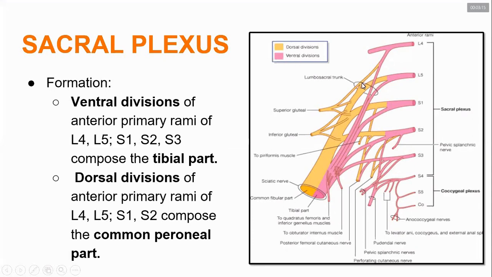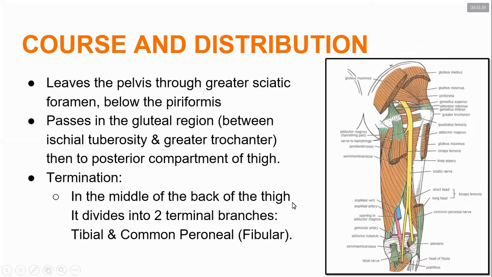The dorsal division of L4, L5, S1, and S2 will form the common peroneal nerve, so this will form the common peroneal part of the sciatic nerve. And the ventral division of L4, L5, S1, S2, and S3 as well will form the tibial part of the sciatic nerve. Once this is formed, it usually leaves the pelvis through the greater sciatic foramen below the piriformis muscle.